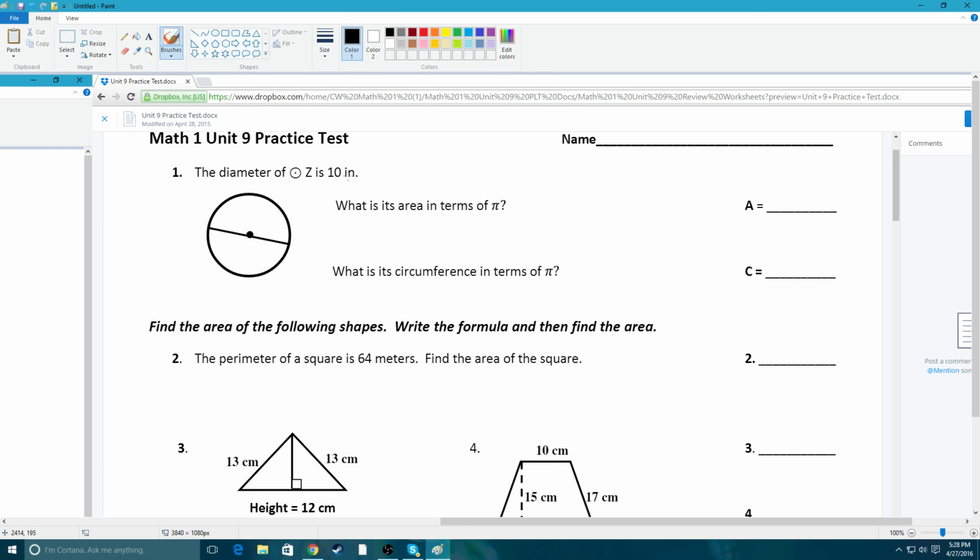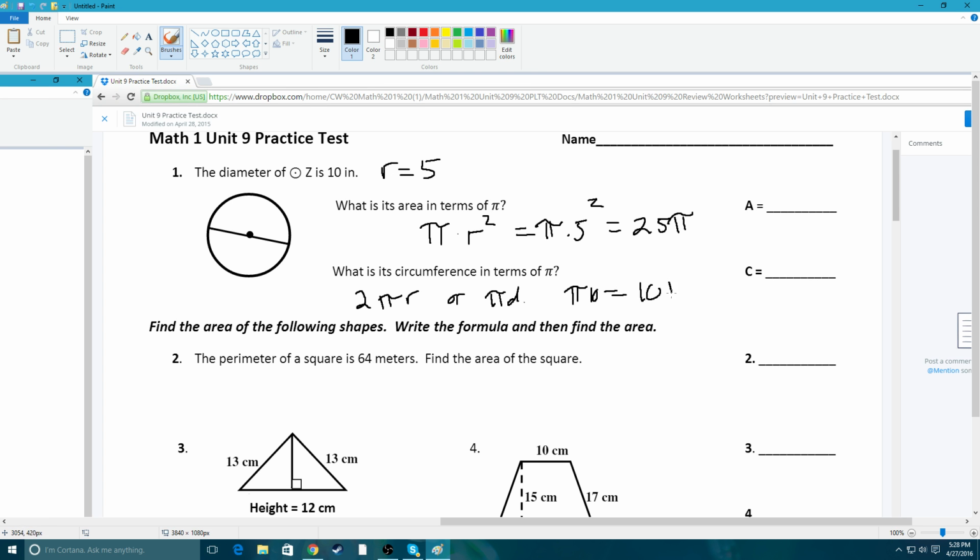So diameter is 10 inches. That means the radius is equal to 5 inches because radius is half diameter. So what is the area? Area is pi times r squared, which is pi times 5 squared, and 5 squared is 25, so that's 25 pi. Circumference, you could either say 2 times pi times r, or you could also say pi times the diameter. So pi times the diameter of 10 is equal to, well, just 10 pi.